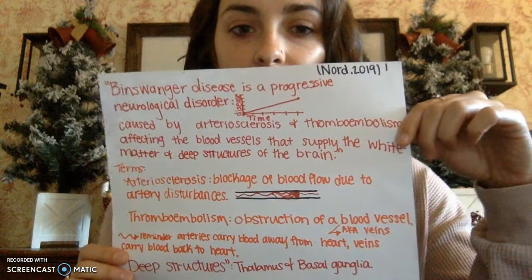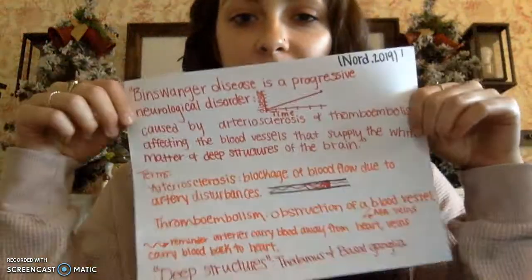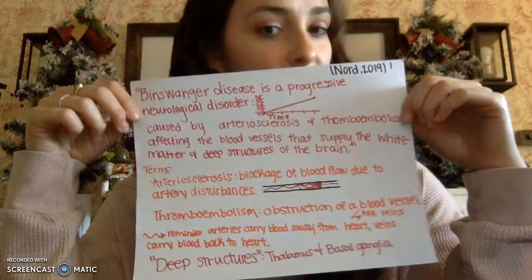It is caused by arteriosclerosis and thromboembolism. You'll have to excuse me for that awful pronunciation. But this affects the blood vessels that supply the white matter and deep structures of the brain. So, when I first read this definition, I was like, I don't know what that means.